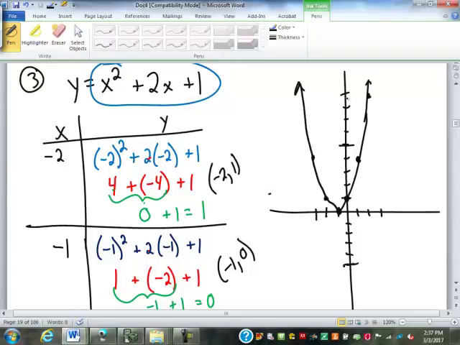Now we get the idea that's what our graph looks like. This shape here is what is called a parabola. That's the shape that we typically get when our equation is y equals x squared of some form.